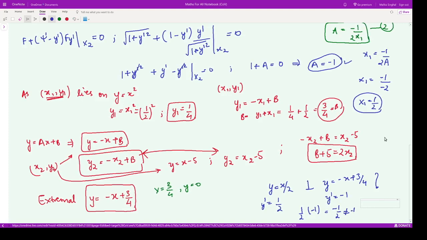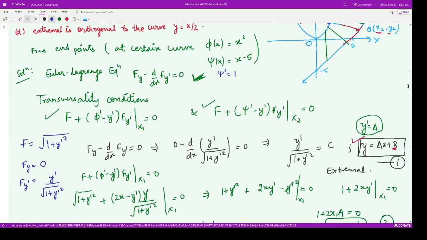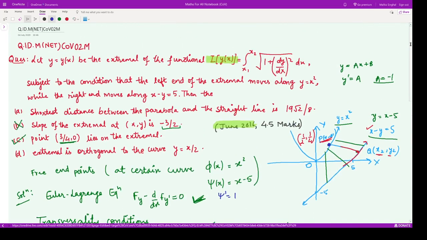For orthogonality, you must have the slope of this curve, say this is curve C1 and this is curve C2, then its slope, say M1, and its slope, say M2, when they are multiplied together, should result in minus 1. This we know from our previous classes, right? So in this case, this is not true. So this option is also not correct. The extremal is not orthogonal to this curve.